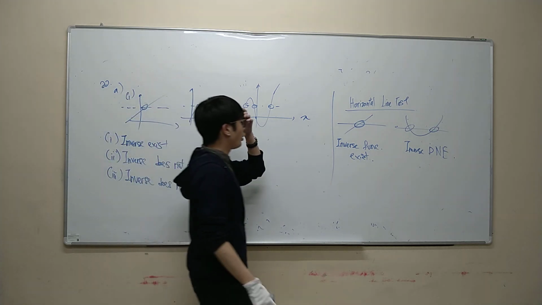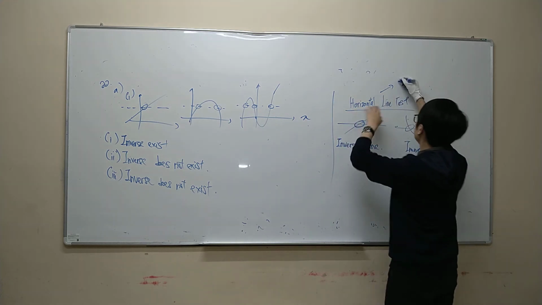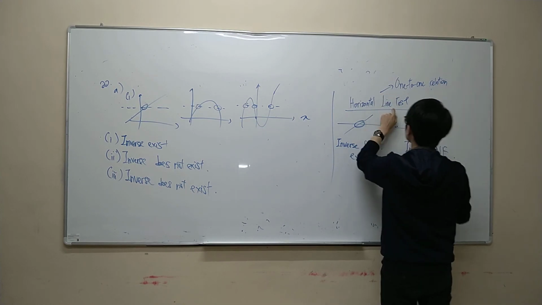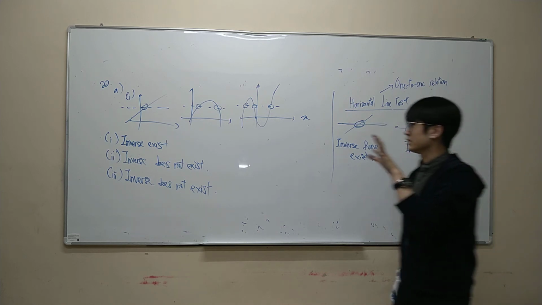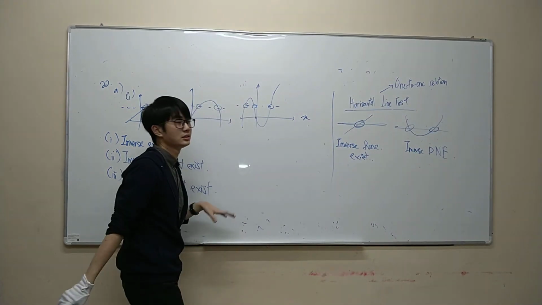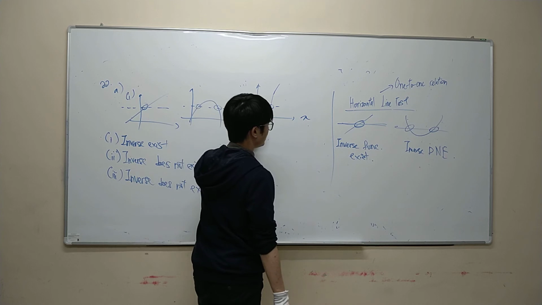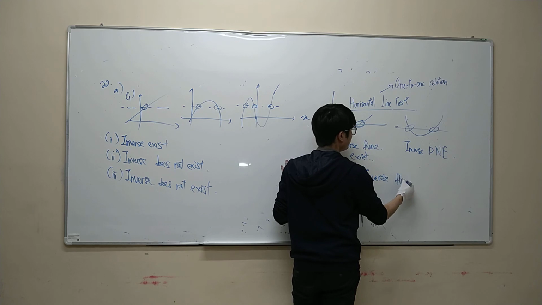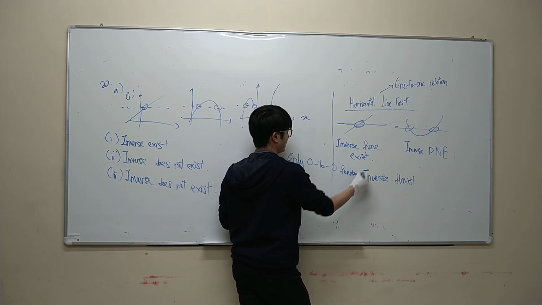Okay, listen here. The horizontal lines can help you to determine whether it is a one-to-one relation. I repeat again: the horizontal line test can help you determine whether it is a one-to-one function. So, is this a one-to-one function? Yes. No. No. So, remember, only a one-to-one function has an inverse.